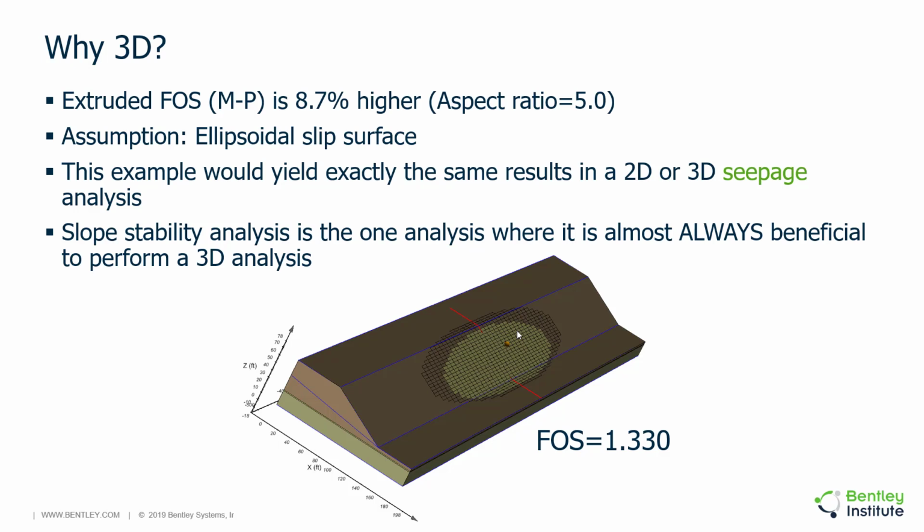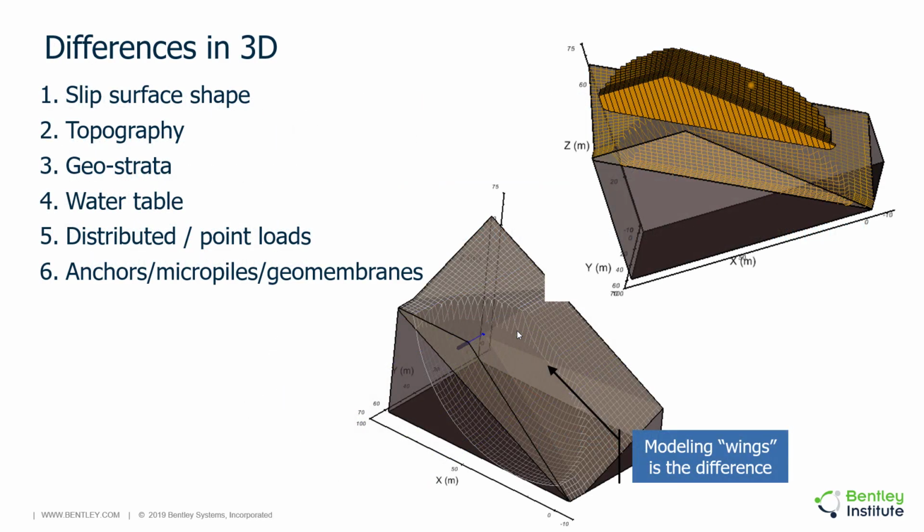So it's important to note that very often in slope stability, it's the one type of analysis that is almost always beneficial to do in 3D, because your slip shape is often ellipsoidal. It's a 3D slip shape, and if you're modeling it in 2D, you have an immediate assumption regarding the slip shape that does not usually match reality. So we have an increase here that we can easily demonstrate.